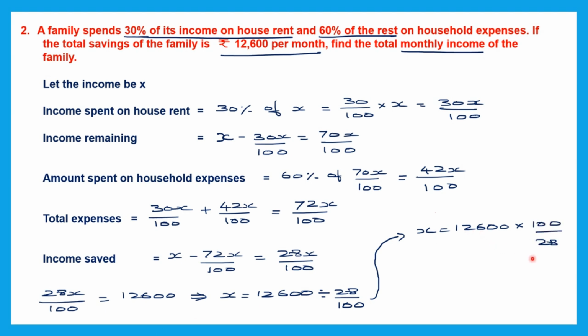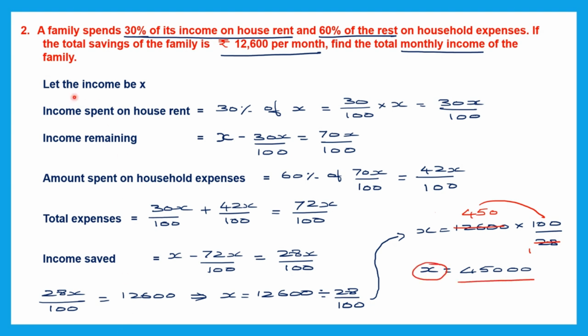Now you can cancel 28 and 100, or 28 and 12,600. When you finally cancel, you will get this as 1 and you will get this as 450. Now you can multiply these two. So x is equal to 450 into 1. You can write first 450 and then add the two zeros. So what do you have here? You have 45,000. And what is x?